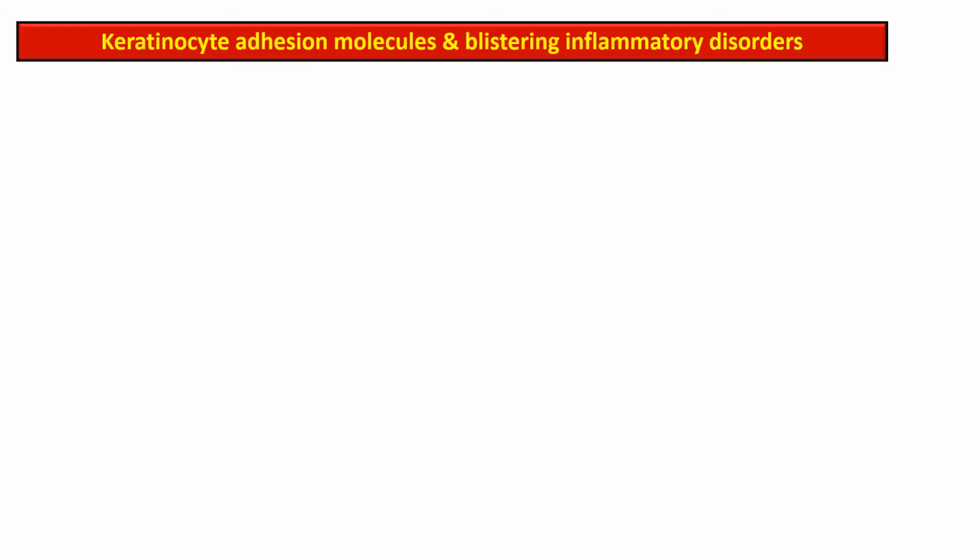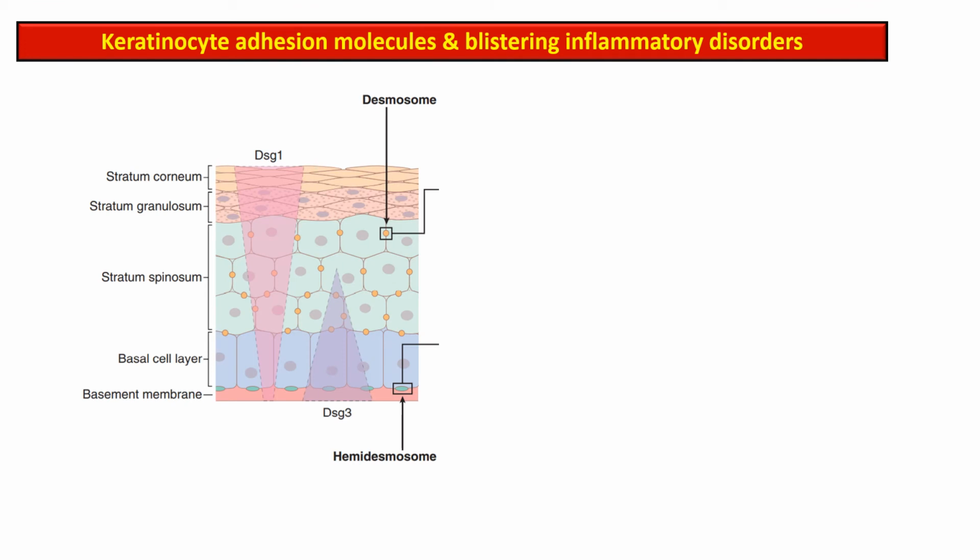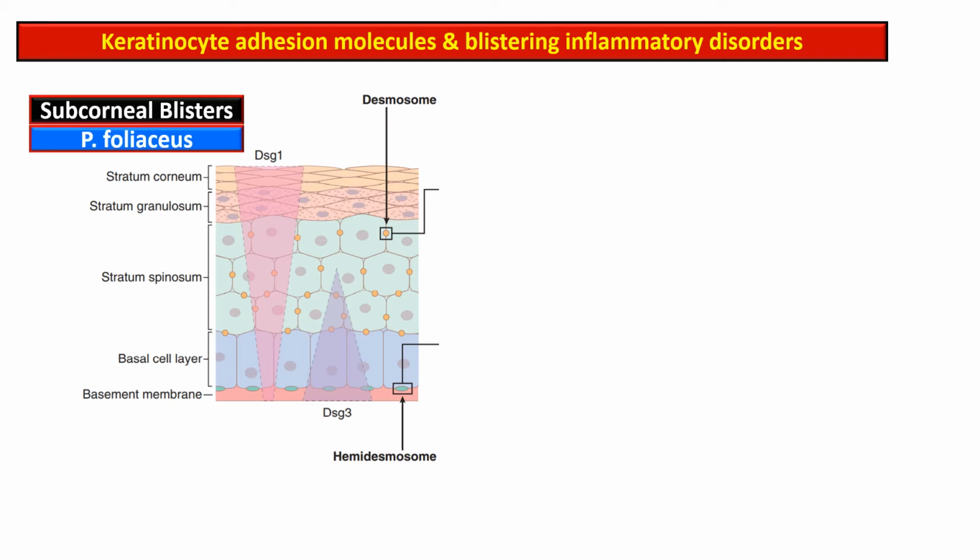The pathology of the bullous diseases of the skin is associated with the keratinocyte adhesion molecules. There are desmoglein 1 and desmoglein 3, two important proteins, and desmoglein 1 is more concentrated in the upper layer than the lower layers, while desmoglein 3 is more concentrated in the lower layer up to the stratum spinosum, and it is almost absent in the upper layers.